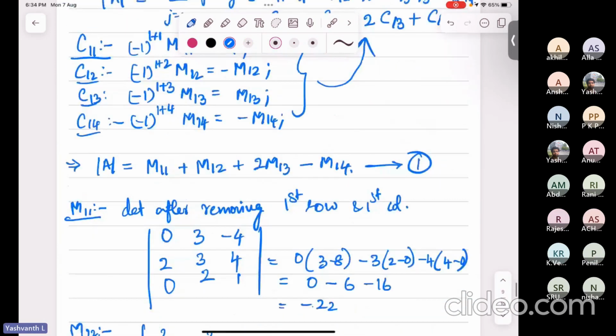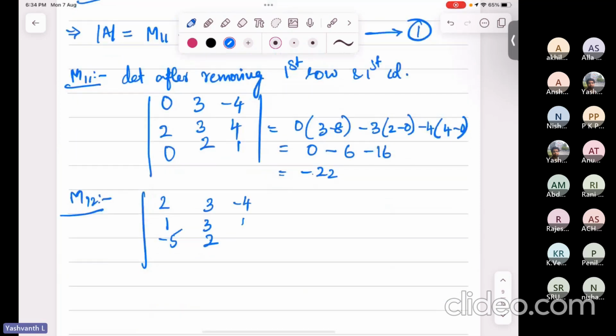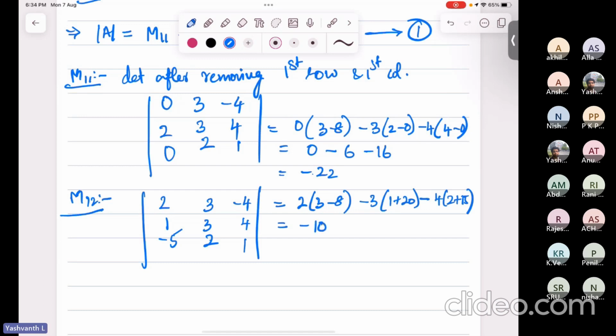Minus 4, 4, 1. Nothing but 2 times 3 minus 8 minus 3 times 1 plus 20 minus 4 times 2 plus 15. That is same as minus 10 minus 63 and minus 120 equals minus 193. Okay.